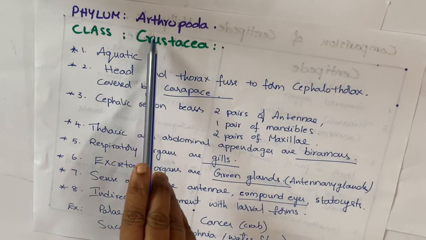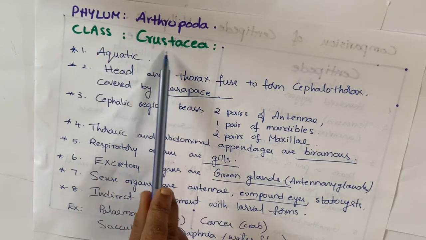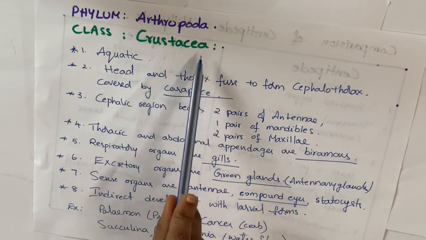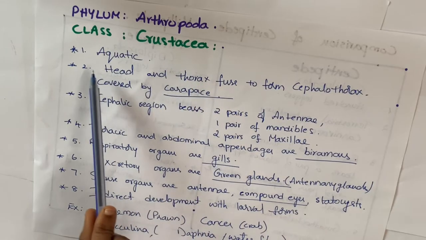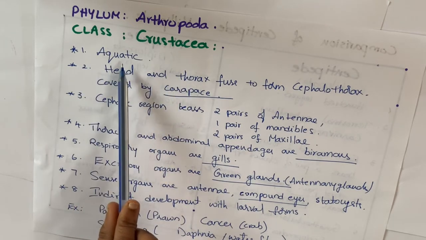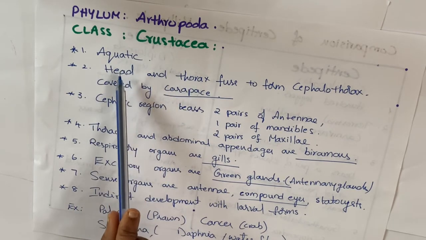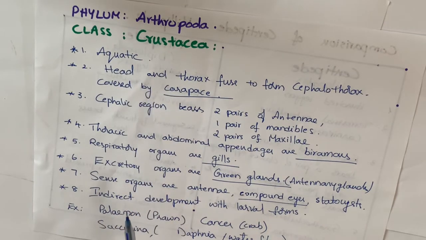So phylum Arthropoda consists of class Crustacea. So Crustacea means this class includes prawns, shrimps. So these are the aquatic arthropods present in the class Crustacea. So when we come to the general characters of Crustacea, these are mostly aquatic animals. So they may live in fresh water or in marine water also.